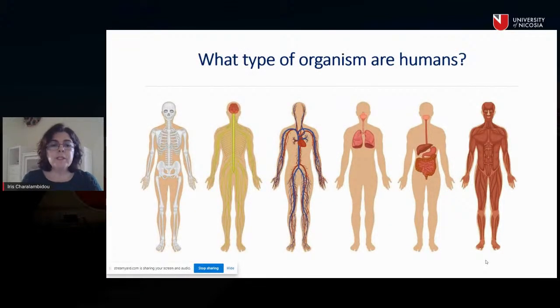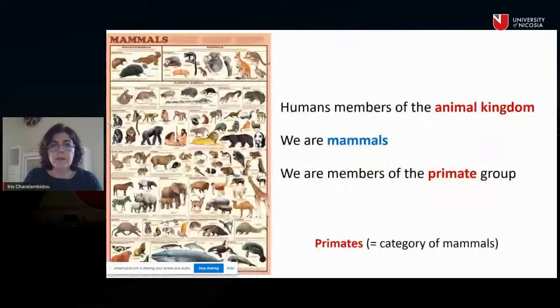Okay, so my first question is, what type of organism are humans? If you think about it, we see that humans have a digestive system, a circulatory system, a nervous system. So basically humans are members of the animal kingdom because we share those characteristics with animals. And within the animal kingdom, we belong to the group which are called mammals.